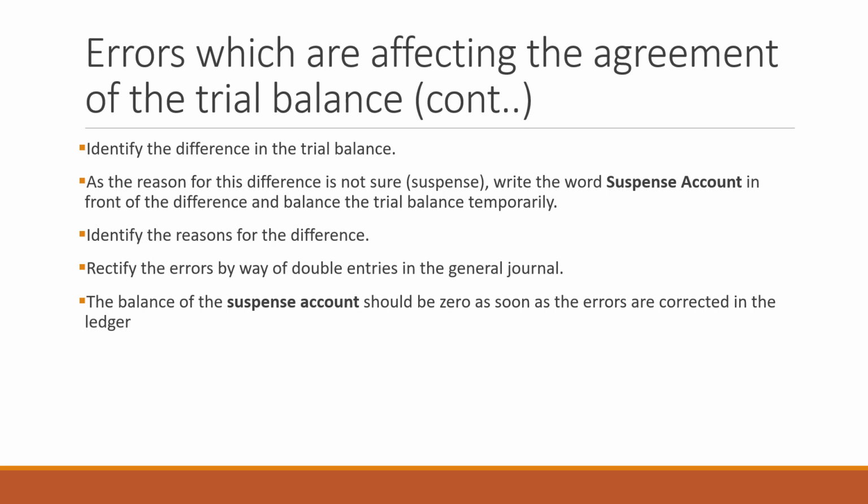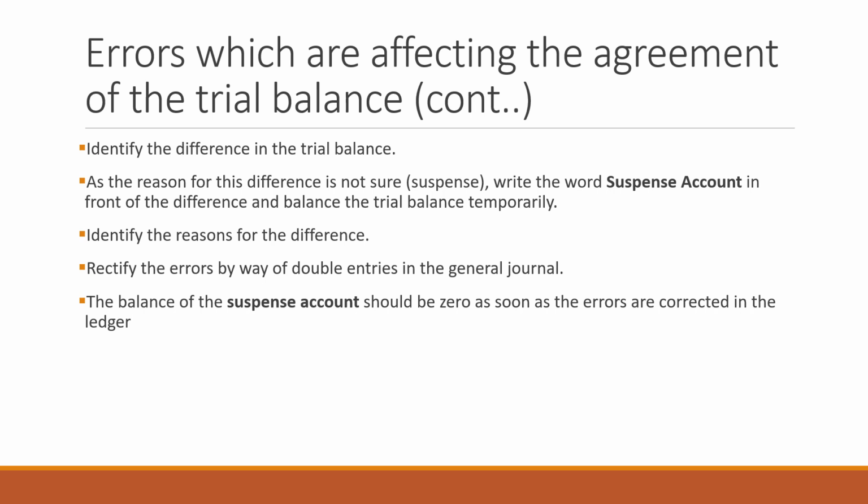And the first thing we have to do is identify the difference in the trial balance. Those differences will be taken care of by the suspense account. This suspense account is the temporary account which is used to balance the trial balance. And number 2, after placing the difference in the suspense account, we go on with the identification of sources of error.